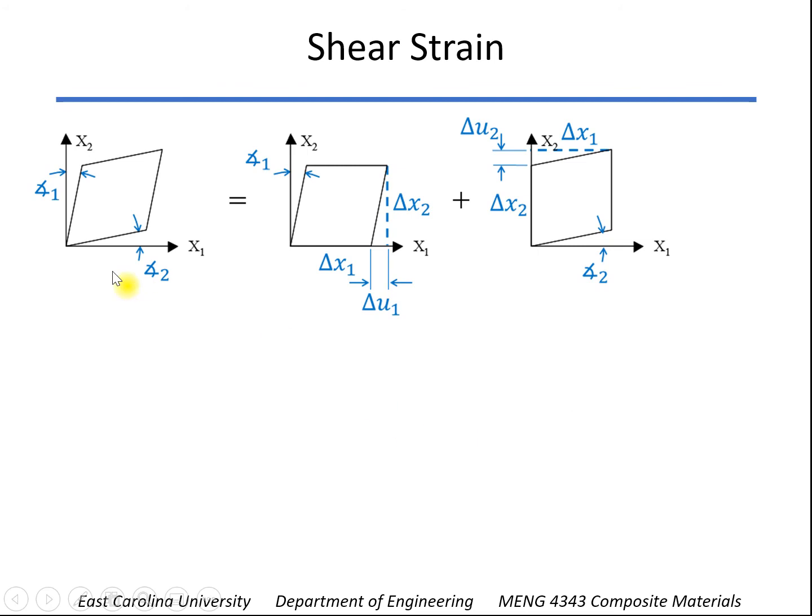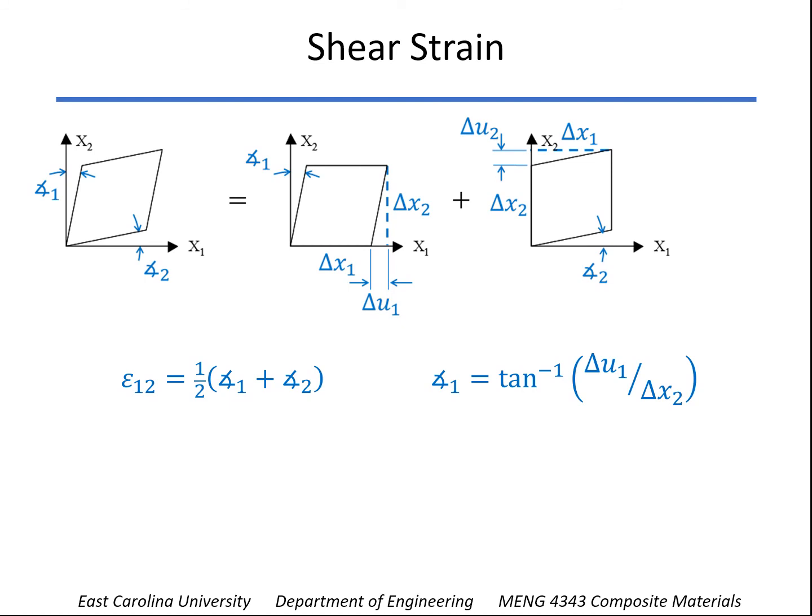Alright, so here's the angles, angle 1 and angle 2, and so we can show that as being the sum of angle 1 and angle 2. And we can kind of figure out what these angles are. So as we shear it in this direction, here's our deformation, which is delta u1, but the angle is going to be related to delta u1 and this side, delta x2. So again, using the nomenclature that we've set up here, angle 1 is the arctangent of delta u1 divided by delta x2.